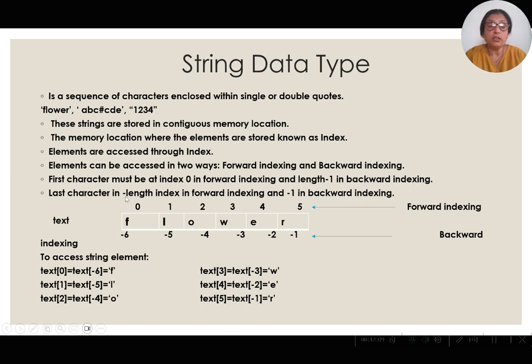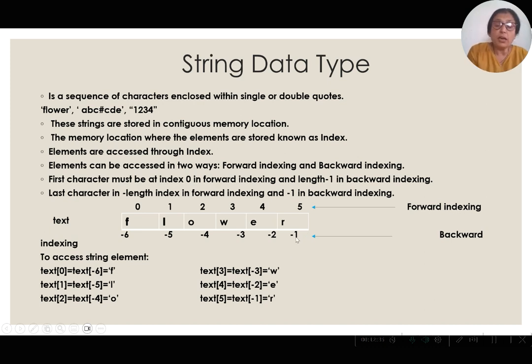The first character: 0 is for forward indexing and minus length is for the first character in backward indexing. The last character is length -1 in forward indexing and -1 in backward indexing.